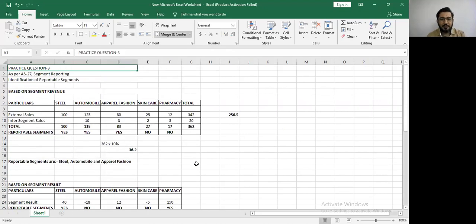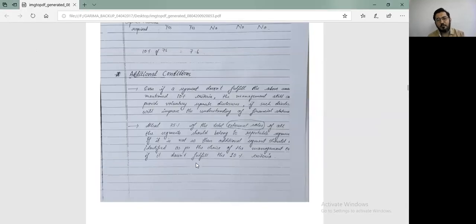Let's look at the revenue now. Please pay attention. It says at least 75% of the total external sales of all the segments should belong to reportable segments. If it does not, then additional segment should be identified as per the choice of the management, even if it does not satisfy the 10% criteria.